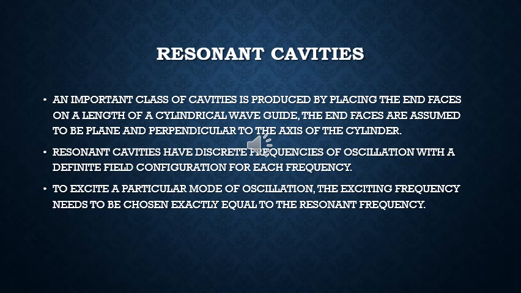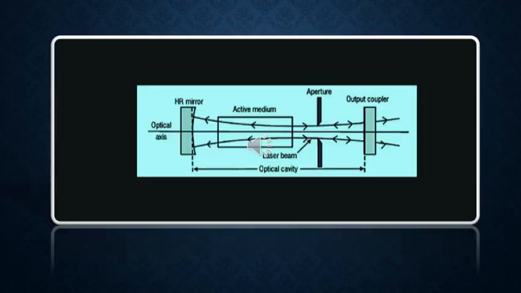Just cavities do not suffice. We need to understand resonant cavities. An important class of cavities is produced by placing the end faces on a length of a cylindrical waveguide. The end faces are assumed to be plane and perpendicular to the axis of the cylinder. Resonant cavities have discrete frequencies of oscillation with a definite field configuration for each frequency. To excite a particular mode of oscillation, the exciting frequency needs to be chosen exactly equal to the resonant frequency. Here is a visual schematic of what an optical cavity looks like.